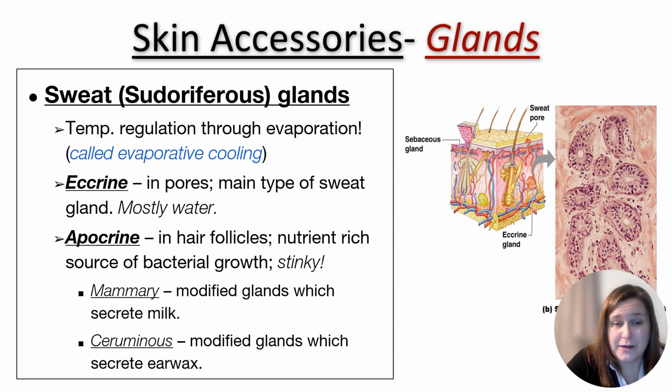We also have the mammary glands. These are modified glands that secrete milk. And we are also going to have ceruminous glands. These are modified glands that are going to secrete earwax.